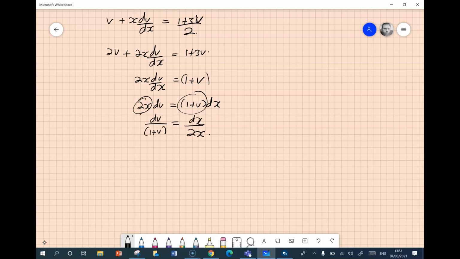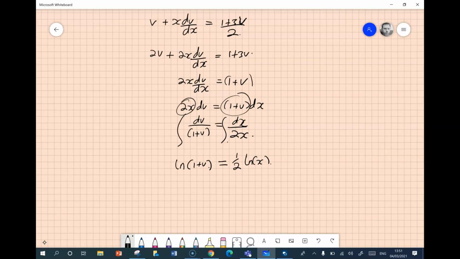Perfect, now I can integrate both sides. Okay, so the integration of the right side is easy. I'm just going to pop the half outside. And the integral of 1 over x is the natural log of x. Okay, going to have a look at the integral of the left hand side here. Now, we discussed last day that that's just going to be the natural log of 1 plus v.